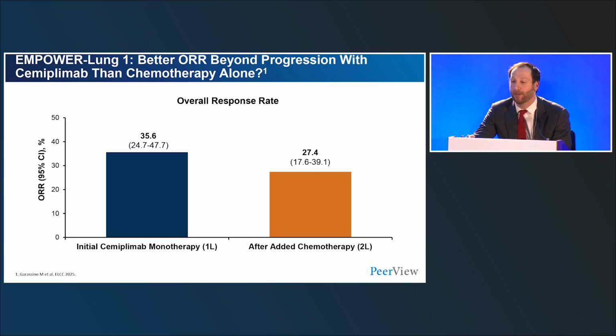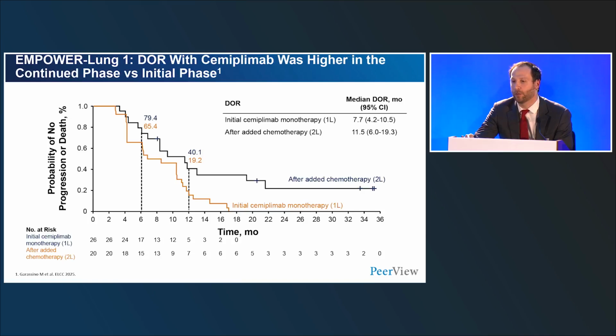And then after they added chemotherapy, second line, a response rate of 27%, which, while there's no head-to-head comparison to chemotherapy alone in this trial, is historically superior to what we might think of seeing for chemotherapy alone. Additionally, when you look at the duration of the response and the progression-free survival, the patients who received the added chemotherapy had a median duration of response of 11.5 months as well.